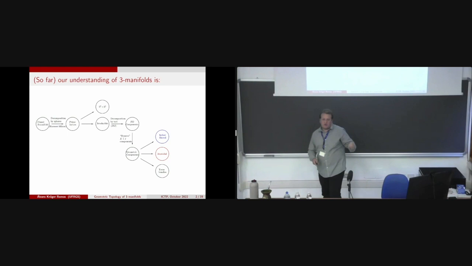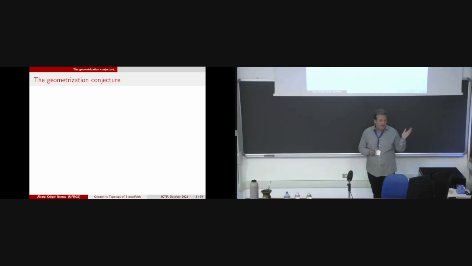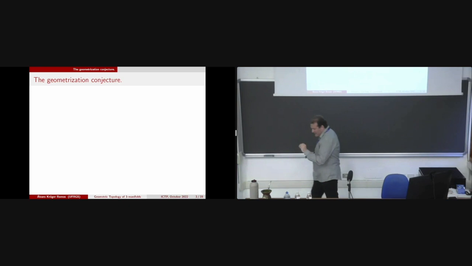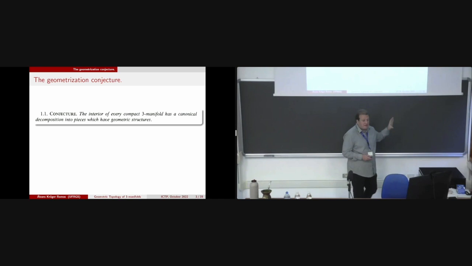And then we know that, we don't know yet. So let's state precisely the geometrization conjecture in this setting, because so far the conjecture was like this. The interior of every compact three manifold admits a canonical decomposition, whose pieces have a geometric structure.